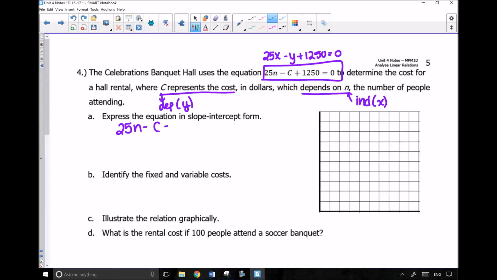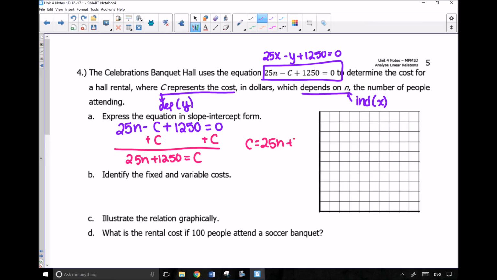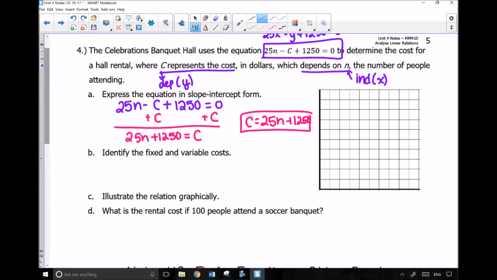But I don't have a y, I have a c. So I'm going to get the c alone. Well, I don't like the c being negative, so I'm going to add c to both sides. So I end up getting 25n plus 1250 is equal to c. So I've gotten the c alone. c equals 25n plus 1250. Okay? So then it says identify the fixed and variable costs.